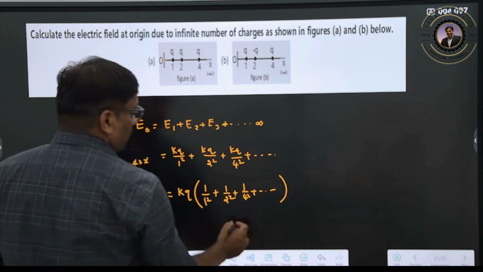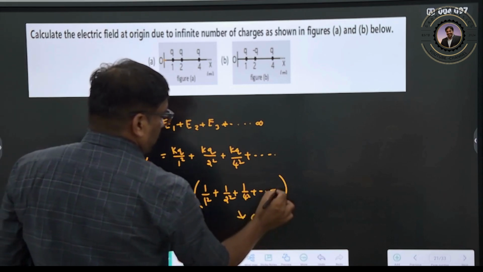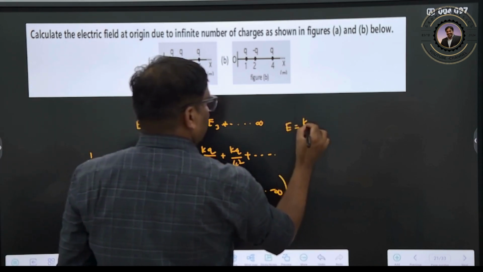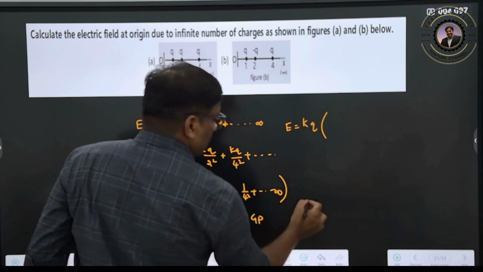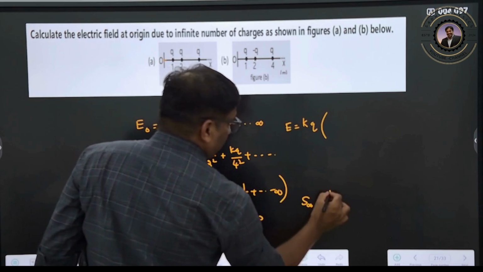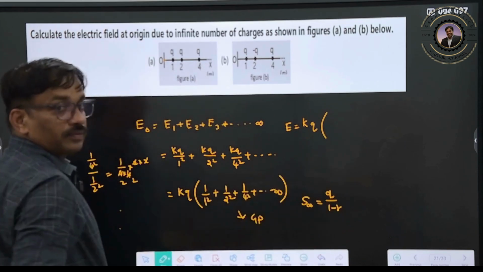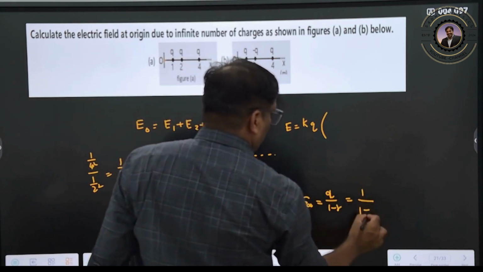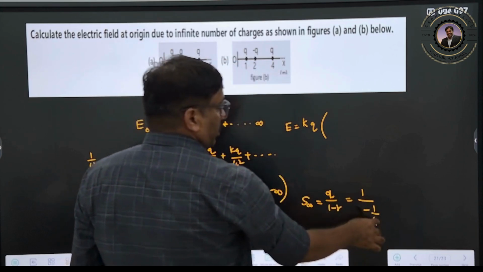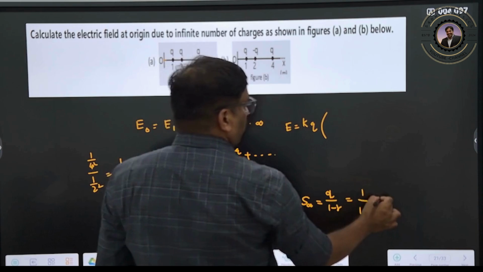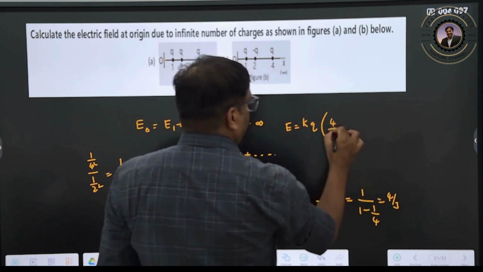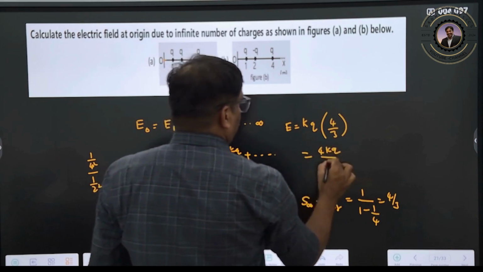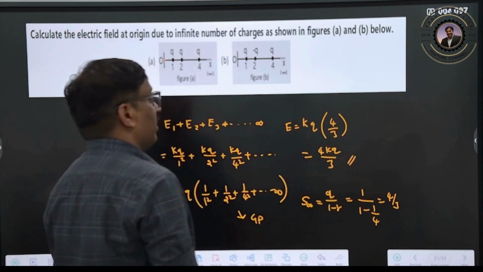So that means this is all in a GP. This is the sum of infinite terms. What is the sum of infinite terms? KQ times first term a by 1 minus r. The first term is 1, so 1 by 1 minus 1 by 4. How much will it be? It will be 3 by 4, that means 4 by 3. So 4KQ by 3 will be your electric field at this point.